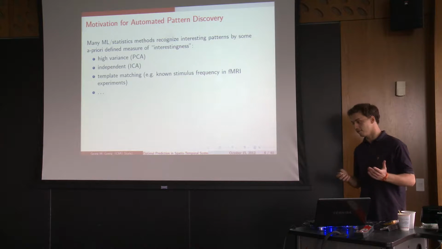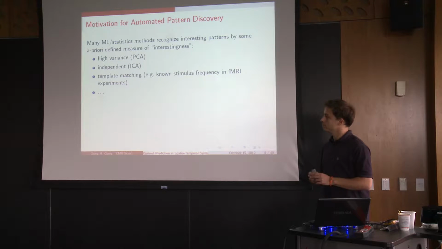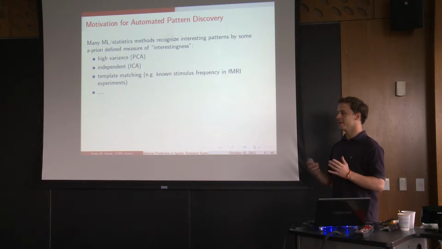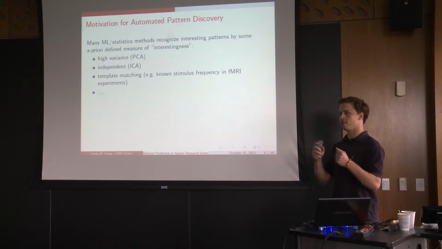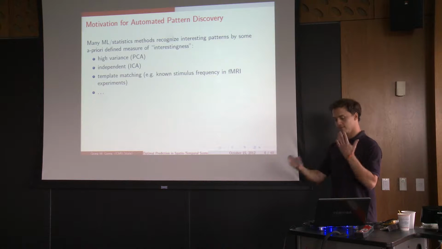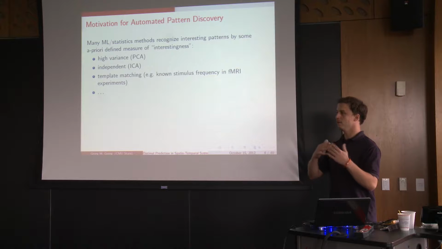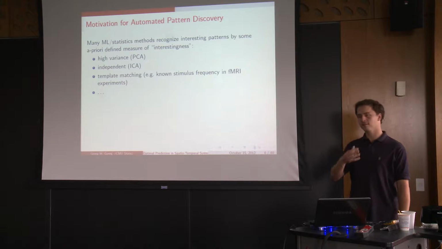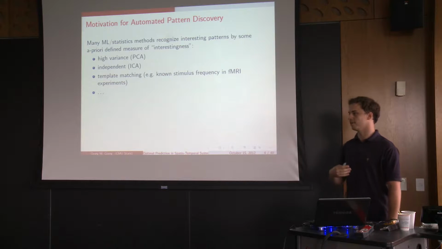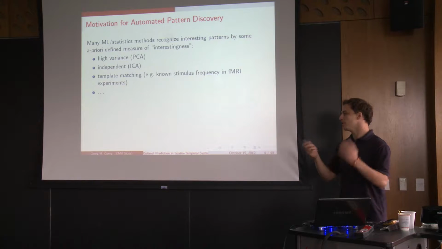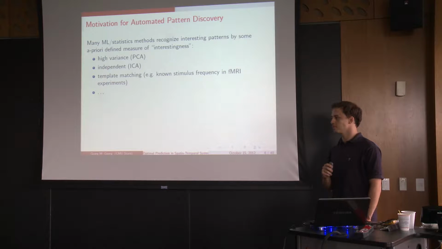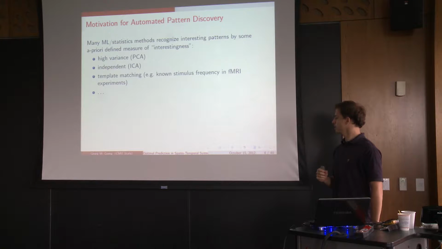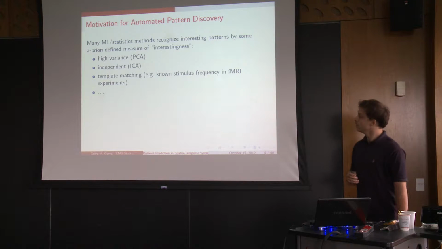For the pattern discovery problem, in the machine learning and statistics department, a lot of the literature, a lot of what we do, is we develop methods and algorithms that extract signal from the data and remove the noise. But often someone says, oh, I know I want to look for high variance in the data. If you know that, you can use principal component analysis. Or you say, I know I have to look for independent signals. Then you use independent component analysis.